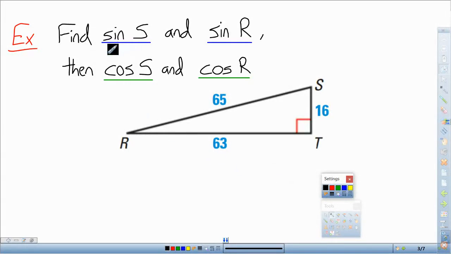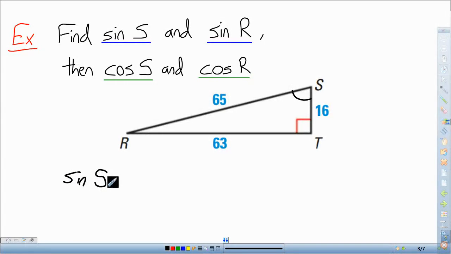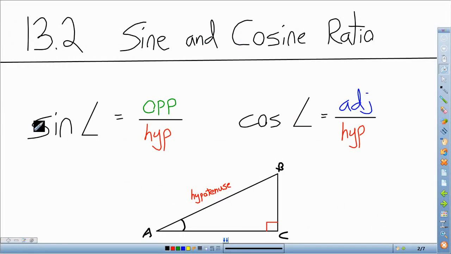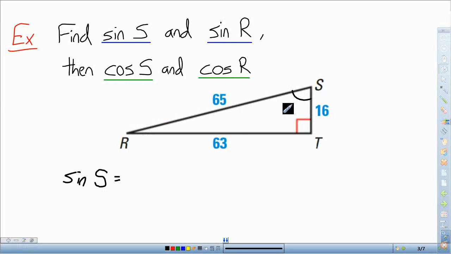Okay, so let's start by finding sine of angle S, and then we'll do sine of angle R. Starting with S, there's our angle S. Let's write this out. Sine of angle S equals, and just a quick reminder, sine is opposite over hypotenuse. First thing is figuring out which side is opposite our angle, and it looks like it's going to be 63. So 63 goes up top. And on the bottom goes the hypotenuse. There's no guessing on this. It's always that long side, always across from that 90-degree angle. So 65 goes on the bottom.